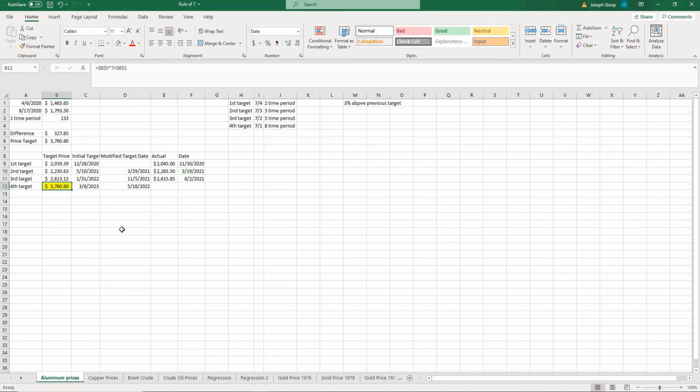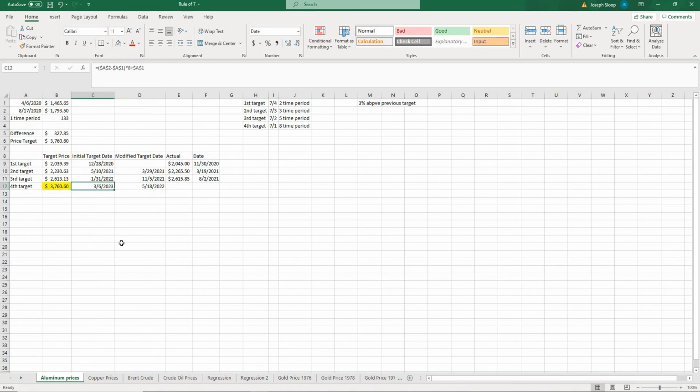So what's it saying for the fourth target? Well, it's predicting that we're going to top off at $3760, $3761, and the modified target date has it about May 18th of 2022. The original target has it in March of 2023. So again, this is another evidence that the bull market in commodities is also increasing here.